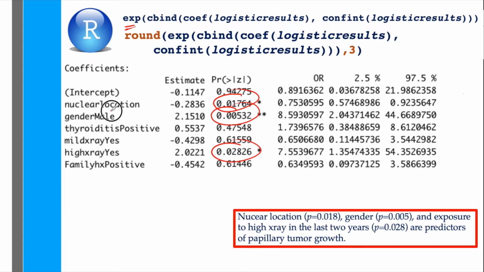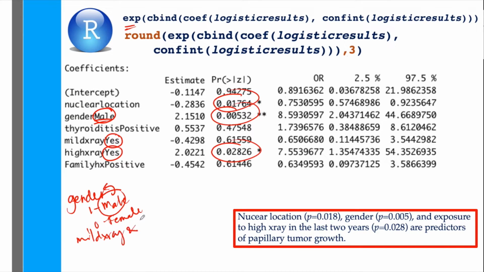Now note here that R displays the label where 1 is recorded. Consider that gender is coded as 1 and 0. 1 means male and 0 means female. So male is displayed right after the variable name. Likewise, for the mild X-ray and high X-ray, 1 is coded as yes if the patient has exposure to mild X-ray or high X-ray in the last 2 years, while 0 if not. That's why yes is right after the variable name here. It makes it easier to interpret the odds ratio.